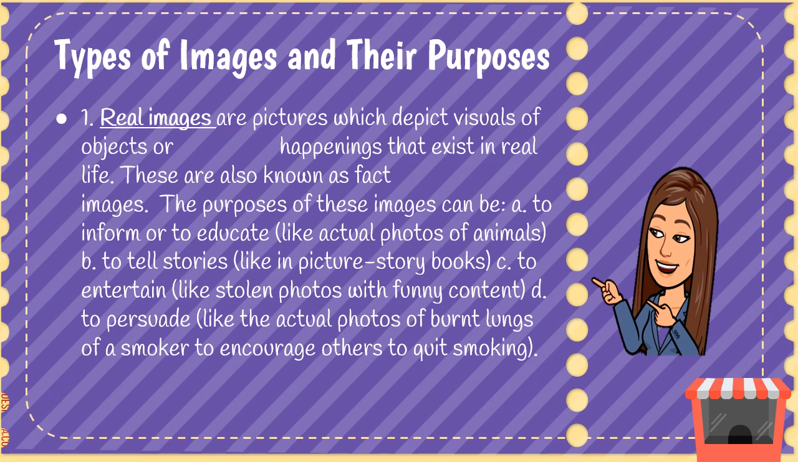So there are types of images and their purposes. Number 1, real images are pictures which depict visuals of objects or happenings that exist in real life. These are also known as fact images. The purposes of these images can be: A, to inform or to educate, like actual photos of animals. B, to tell stories, like in picture storybooks. C, to entertain, like stolen photos with funny content. Or D, to persuade, like the actual photos of burnt lungs of a smoker to encourage others to quit smoking.